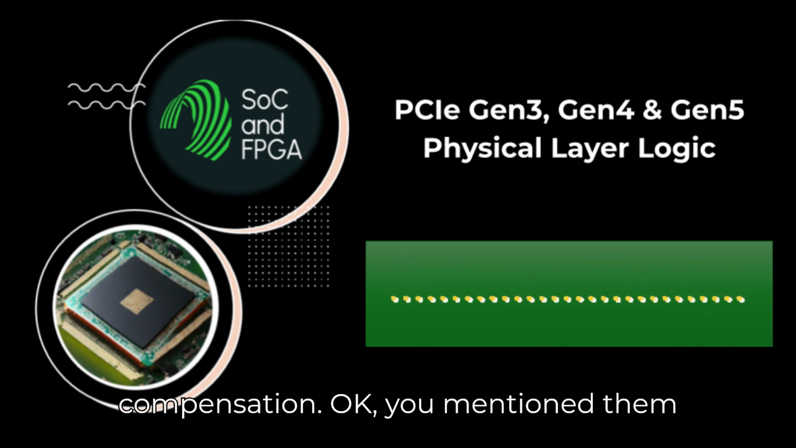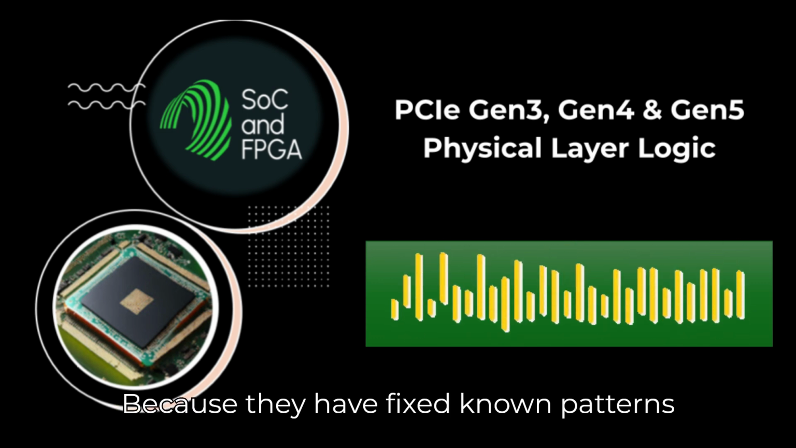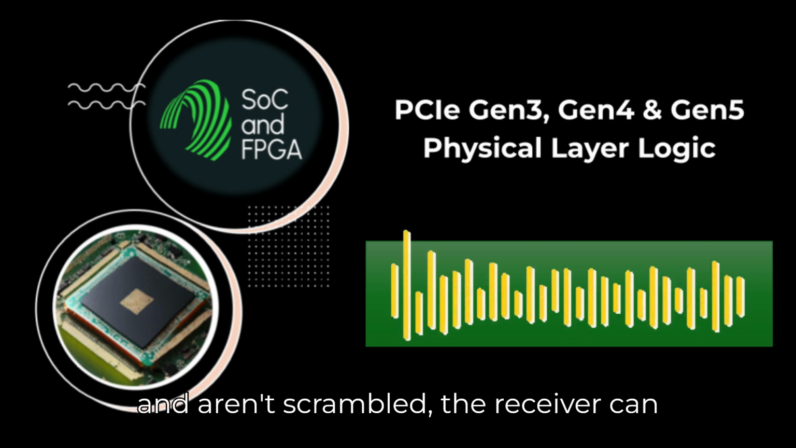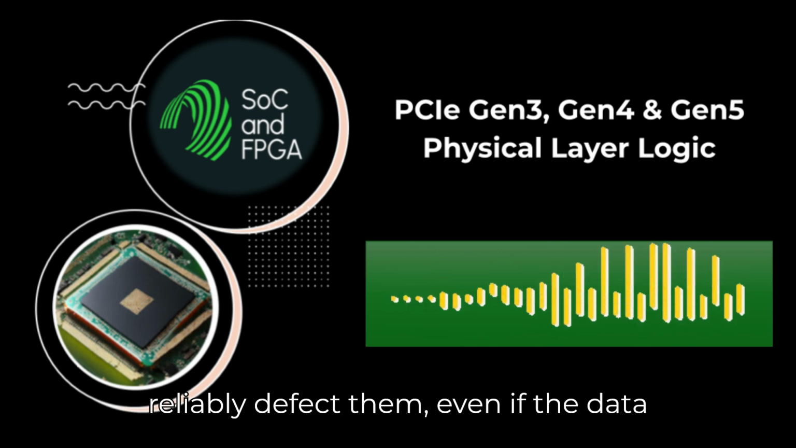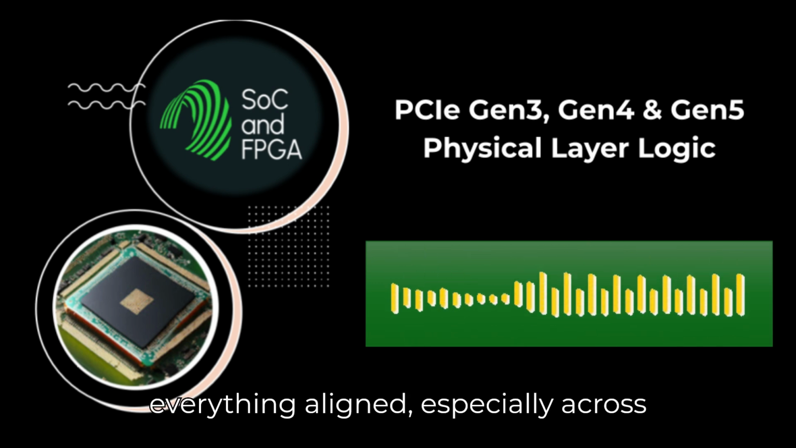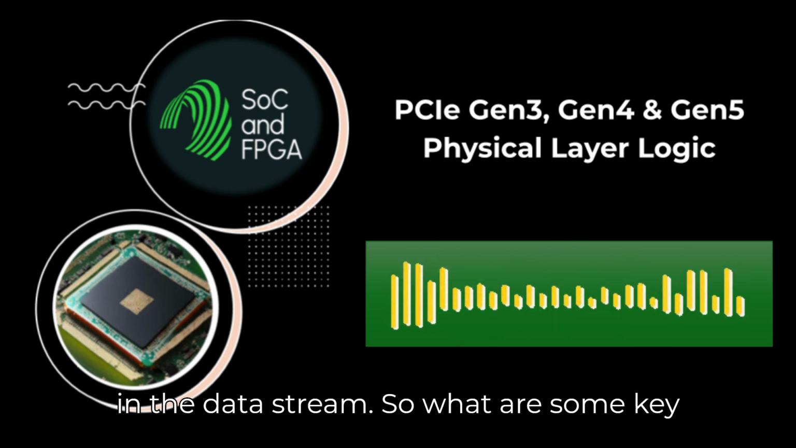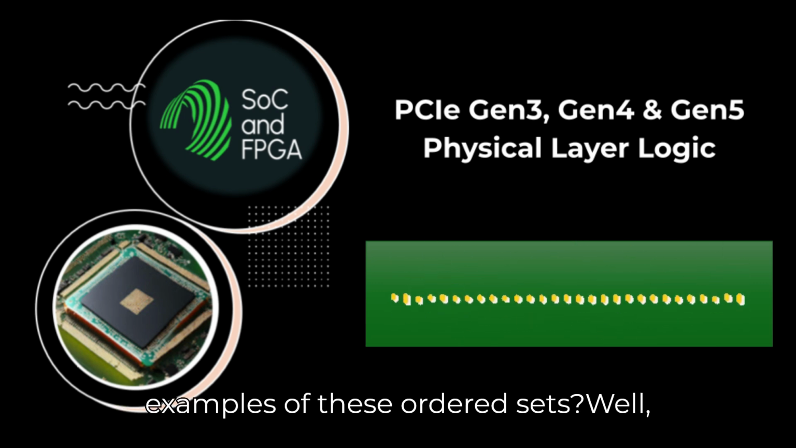You mentioned them acting as reliable markers, too. Yes. Because they have fixed known patterns and aren't scrambled, the receiver can reliably detect them even if the data stream has noise. They help keep everything aligned, especially across multiple lanes. They're like guideposts in the data stream. So what are some key examples of these ordered sets?